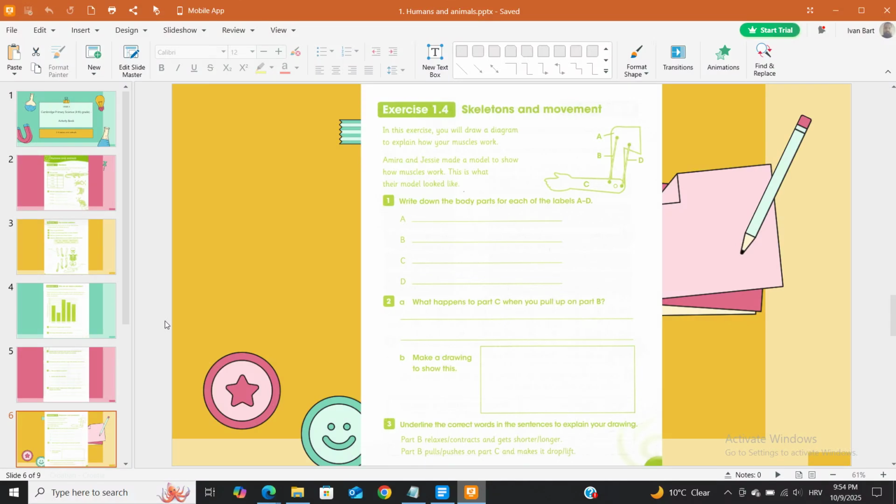2. A. What happens to part C when you pull up on part B? B. Make a drawing to show this. 3. Underline the correct words in the sentences to explain your drawing. Part B relaxes, contracts and gets shorter, longer. Part B pulls, pushes on part C and makes it drop, lift.